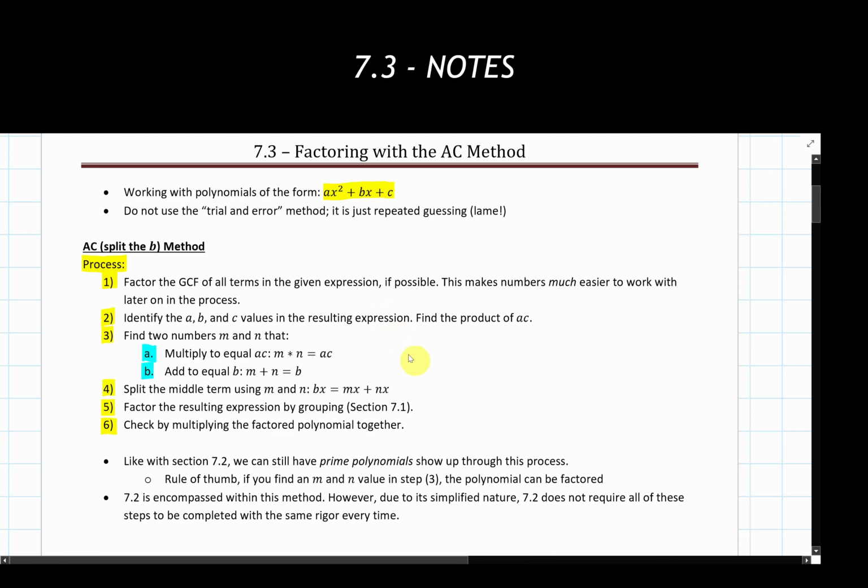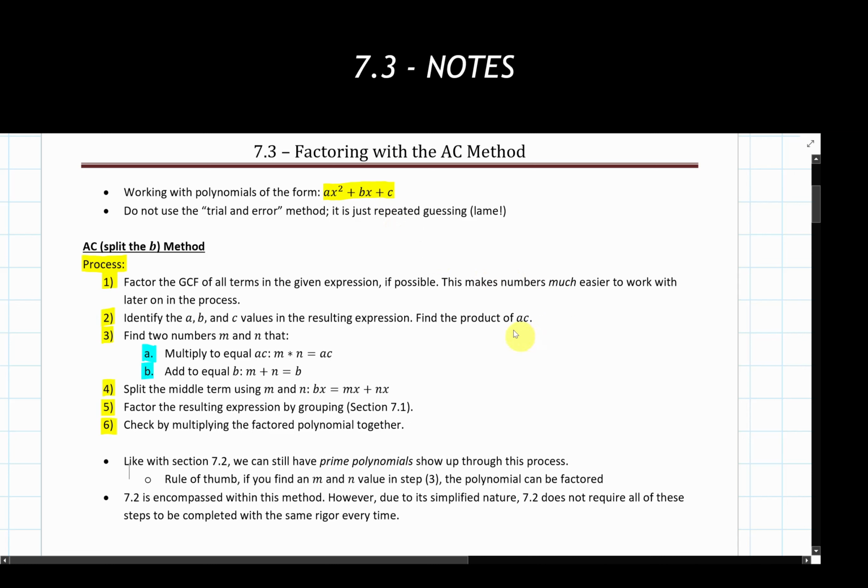Once we have the A, B, and C values, we need to find the product of AC, meaning I'm going to take the A value and multiply that with the C value. Make sure when you are identifying values for A, B, and C, you are including both the number and the sign that is in front of it as well. It's very important that we have that listed out here.